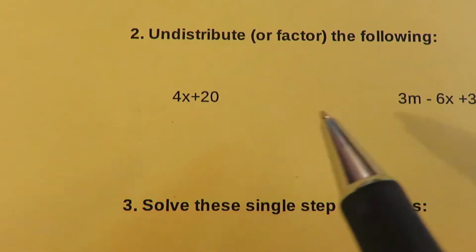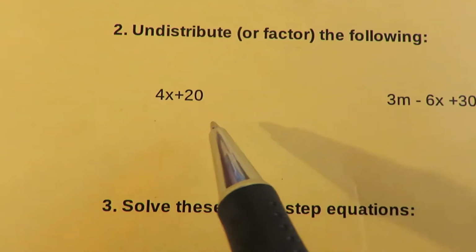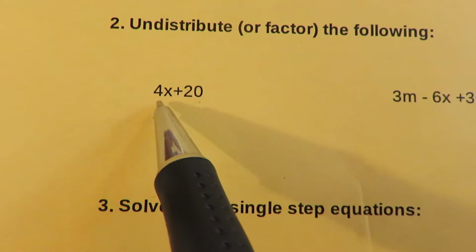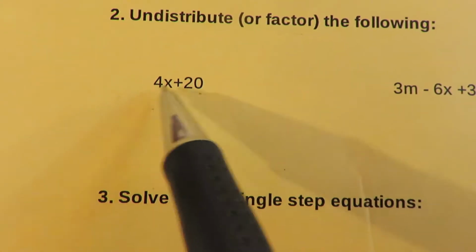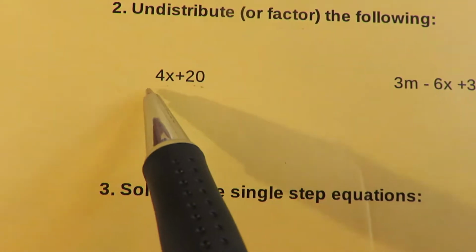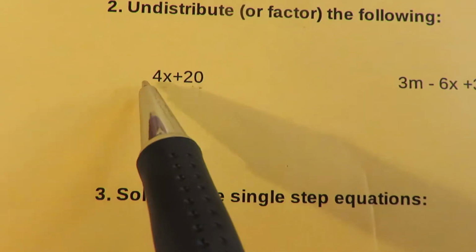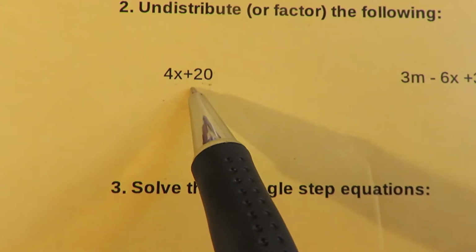This question asks you to undistribute or factor these expressions. So when you undistribute, you're looking for the biggest number that's going to come out of both of your terms. You could start with 1, which is going to come out of both, but it's not the biggest. You could go to 2, and 2 will come out of both of these, but again, it's not the biggest number. 4 is the biggest number you have that will divide out of 4x and out of 20.